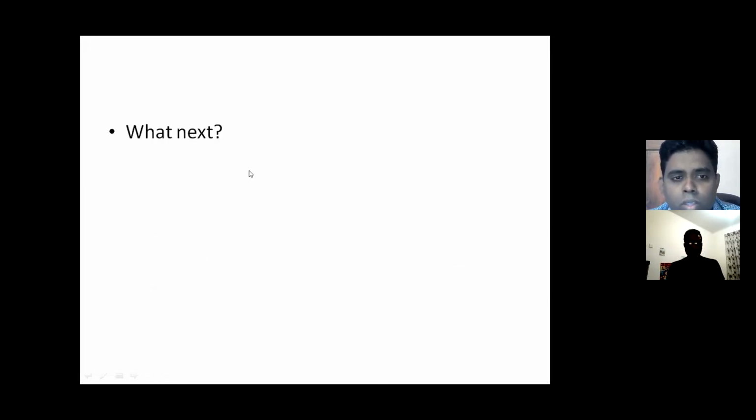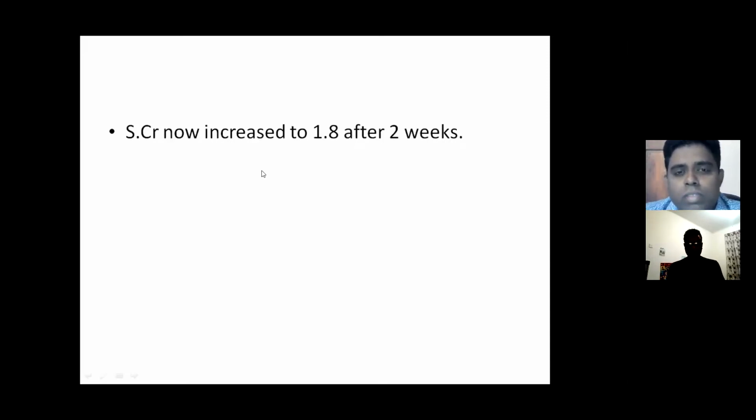Okay. So now you are waiting to do the imaging after 2 weeks. Now you are repeating the serum creatinine before the imaging. Now it is 1.8. So what is going on in your mind? Maybe it may be due to dehydration, or the obstruction is getting worse with the malignancy.